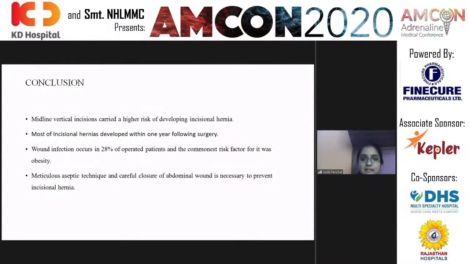Conclusion: midline vertical incision carried higher risk of developing incisional hernia. Most incisional hernias developed within 1 year of surgery. Wound infection in my study is 28% of operated patients, and the commonest risk factor found was obesity. So meticulous aseptic technique and careful closure of the abdominal wound is necessary to prevent incisional hernia.